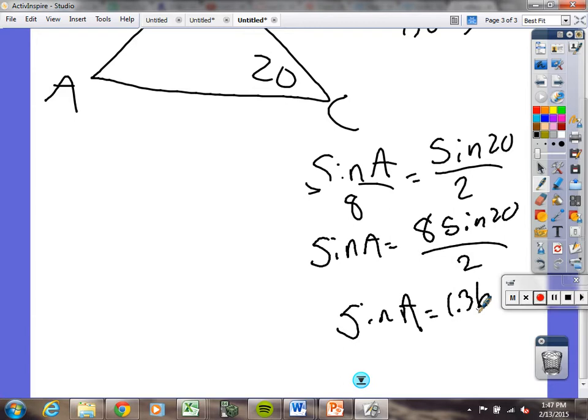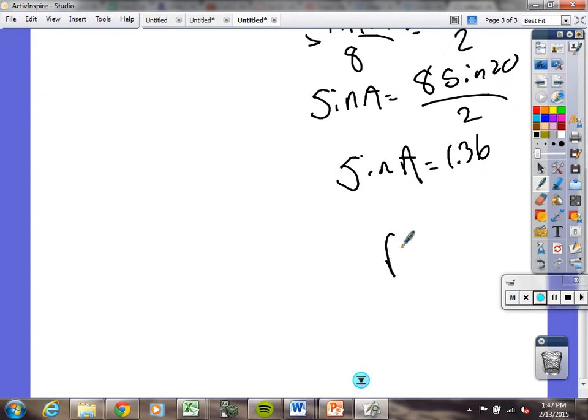Anyway, why is this bad? Because it's greater than 1, and once again, what's the largest sine could be? 1. So when you take the arc sine, it says error, or not within the domain, right? So therefore, no triangle. Sine of A is 1.36, and once again, a sine can't be larger than 1. There's not an angle that can give you a sine larger than 1, right? So therefore, that's a no solution.